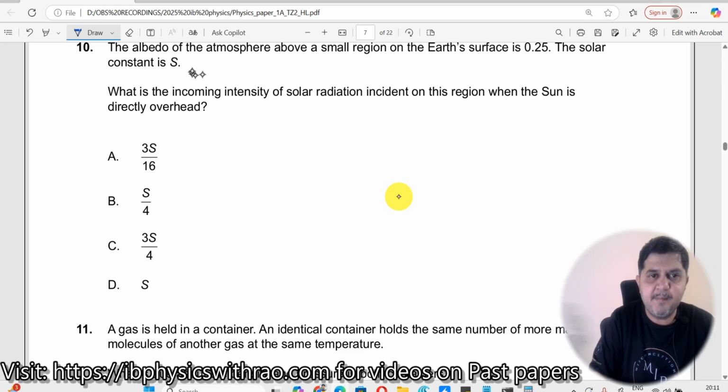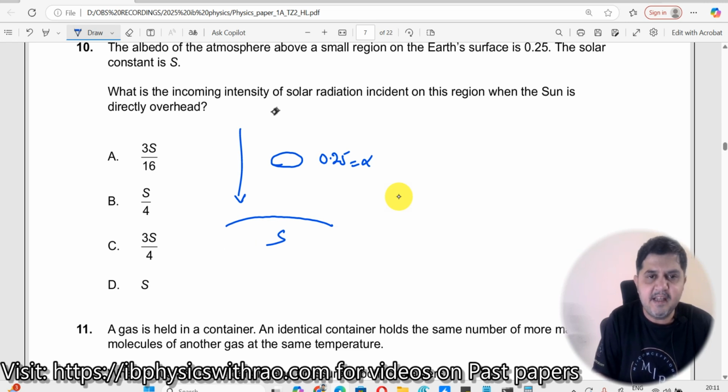Question number 10. The albedo of an atmosphere over a small region of Earth's surface is 0.25. So the Earth, and it's a small region, and the albedo here is seen to be 0.25. So your alpha value. The solar constant is S for the surface. What is the incoming intensity of the solar radiation incident on this region when the sun is directly over it?